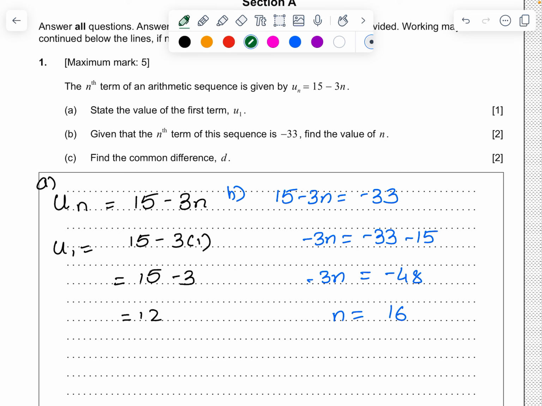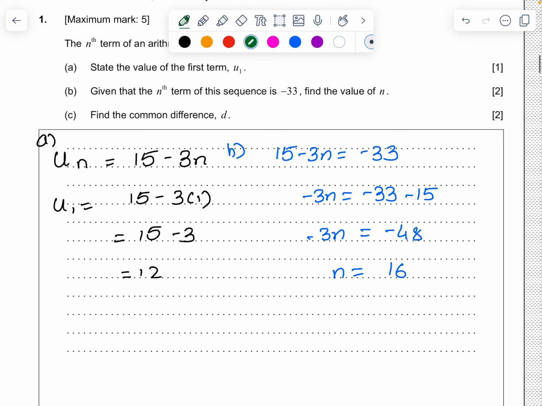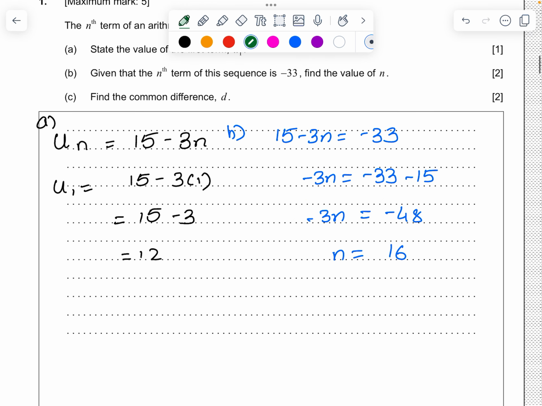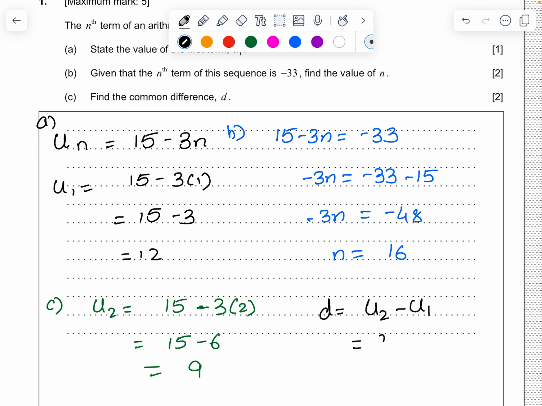Now for part C, find the common difference. So I am going to find the second term. First substitute n equals 2 to get the second term: 15 minus 3 times 2, which is 15 minus 6, which is going to be 9. 9 is going to be the second term. So now what will be the common difference? Common difference is second term minus first term, which is 9 minus 12, which is negative 3. So the answer is the common difference is negative 3.